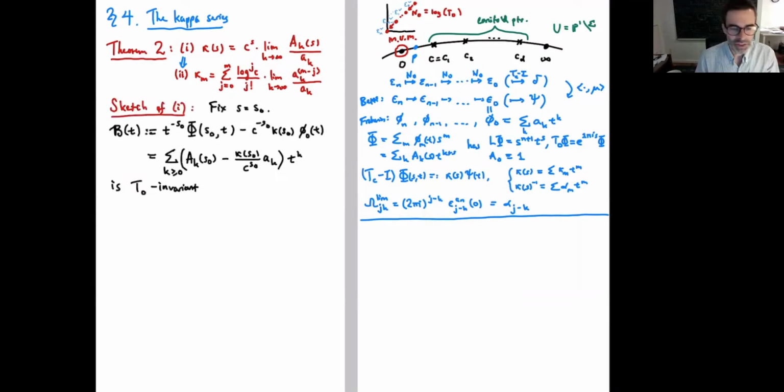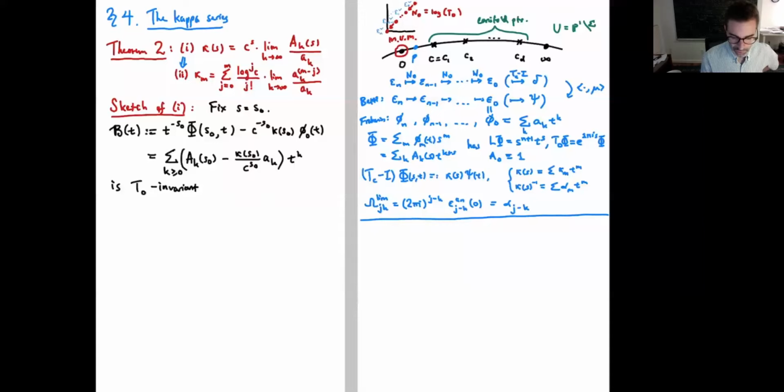So this is an interesting proof. You have to know something about asymptotics of coefficients of power series based on the behavior of the functions given by the power series at the conifold point, and we can do that. So let's start by defining some weird function b of t to the minus s naught times this big generating series. I'm fixing s equals s naught minus c to the minus s naught kappa of s naught times the 0th Betty or Frobenius period.